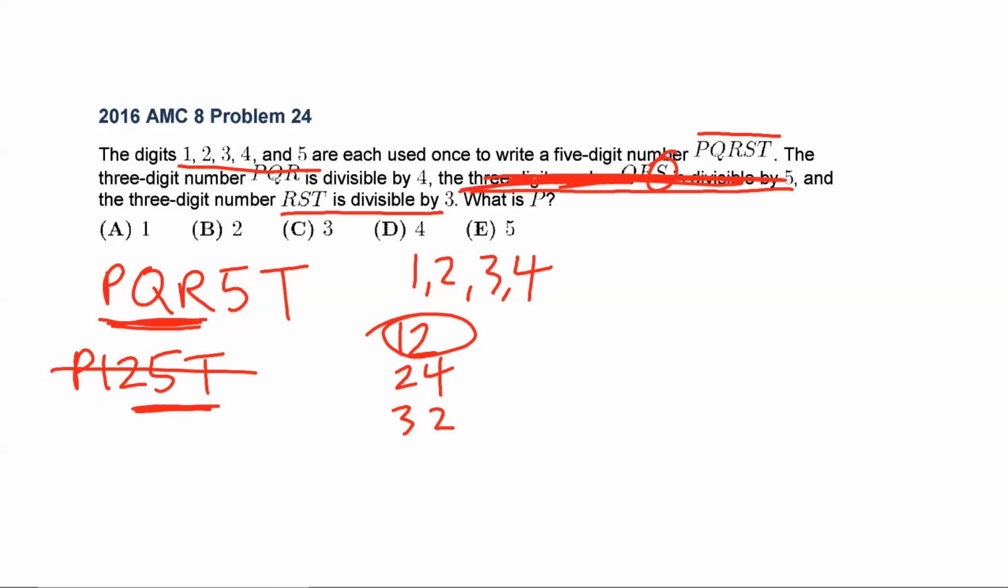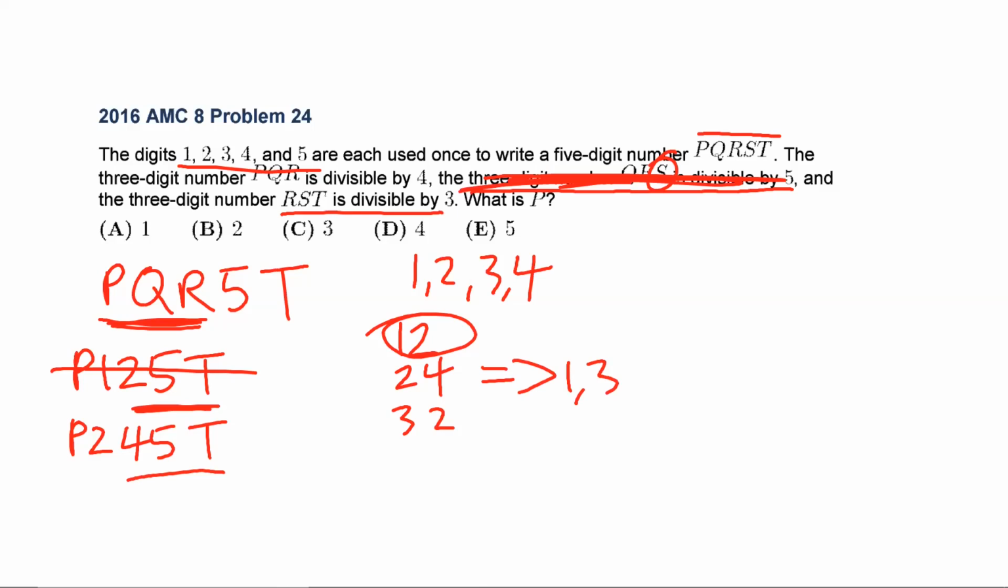So next you can try 2, 4. So that would be P, 2, 4, 5, T. So once you use 2, 4, then the only numbers you have left are 1 and 3. So 4 plus 5 plus T has to be a multiple of 3. And the only way that would work is if T was equal to 3.